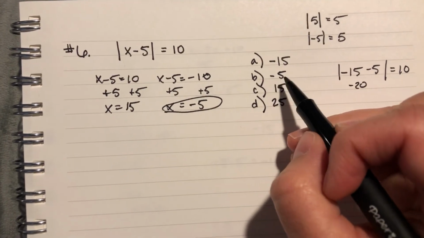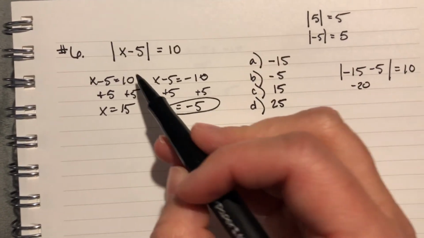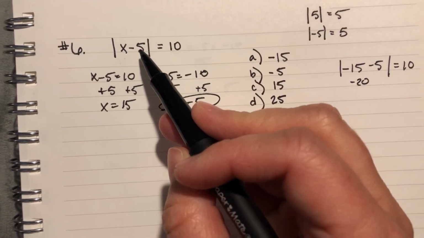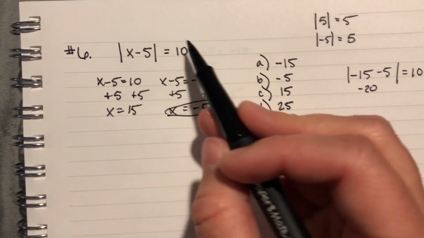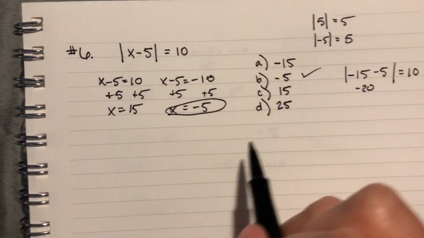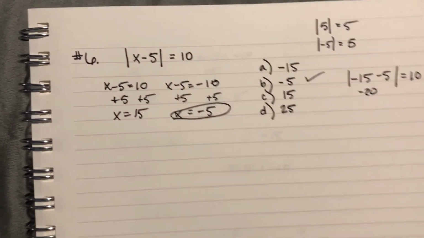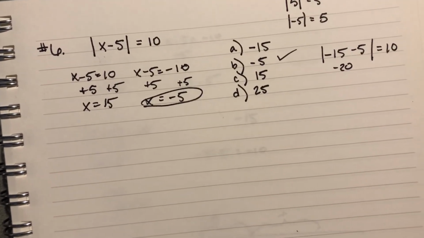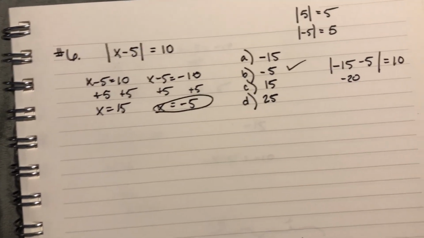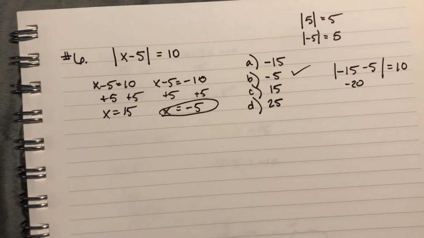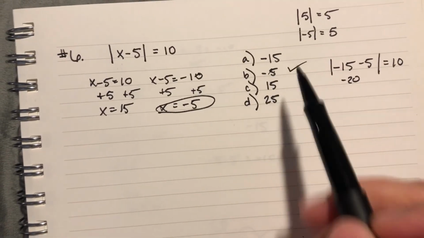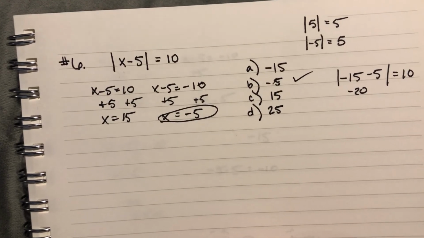So then I can plug in negative 5, and in this case it would work because negative 5 minus 5 is negative 10, and the absolute value of negative 10 is 10, right? So that's how we can check to make sure that one works. And the same thing, you would just go and check and make sure the other two don't work. But again, in this problem, it asks for the smallest answer, so negative 5 is the smallest one anyways. So that would be how you do it.